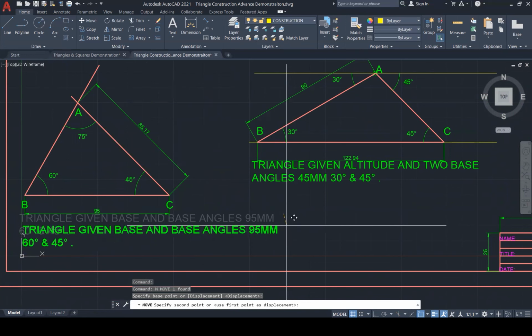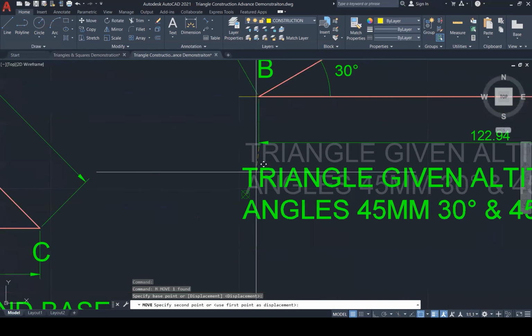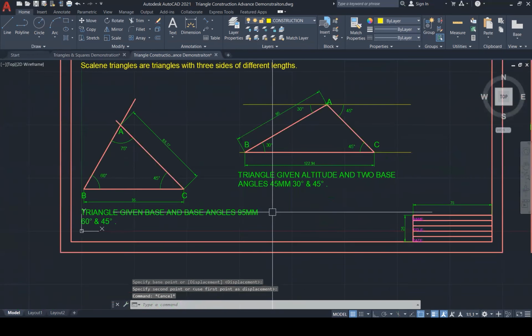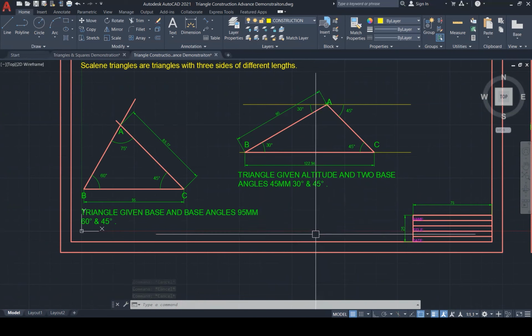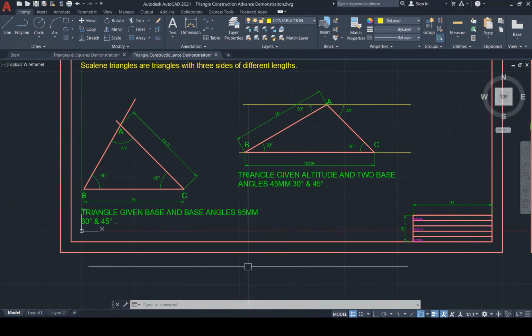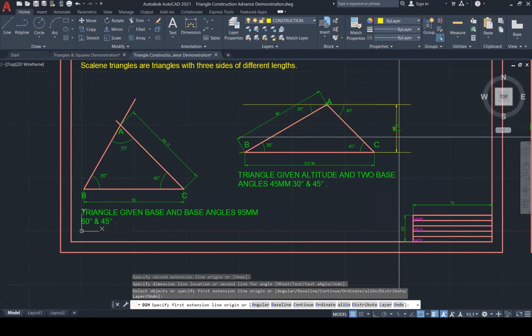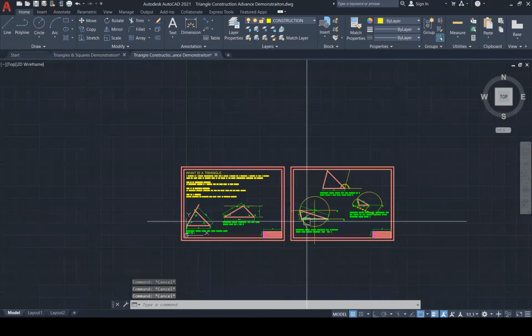Let me just bring this further down so that breathes better. All right, the second problem we tackled was a triangle given altitude and 2 base angles. So the altitude for this one was 45 mil, and the 2 base angles were 35 degrees and 45 degrees respectively. Let me just place the altitude there. The correct layer, 45. Good. Let's move on to the third one.